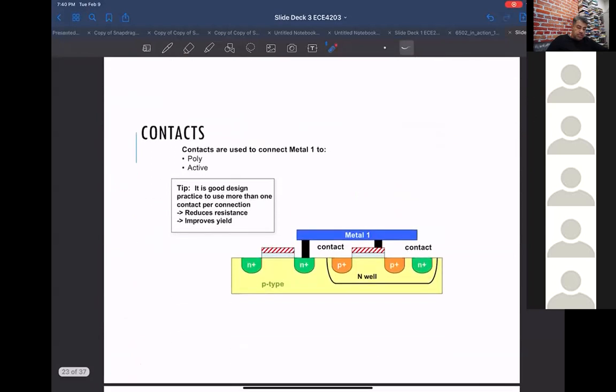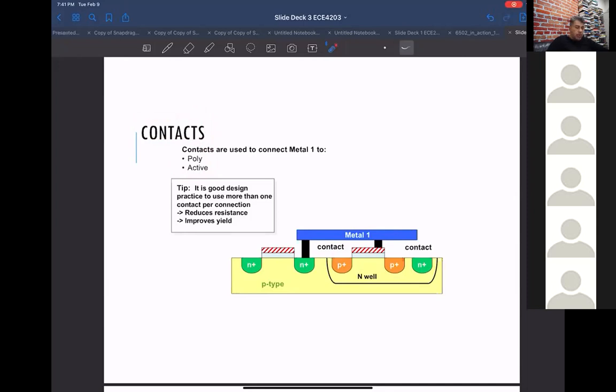Contacts: anytime you have a metal one and you want to get to a diffusion, whether it's N plus or P plus, that would be called a contact. Or if that metal one goes to a gate, that's also called a contact. So this is a contact mask, contact layer. It's only from metal one to diffusion or gates.